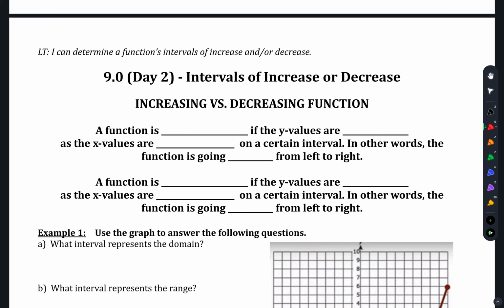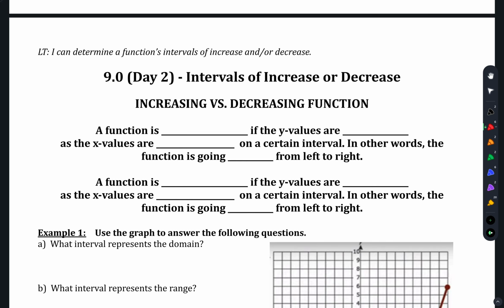So for today, we are still going to be using this interval notation. We're going to talk a little bit about domain and range still. Those will be in our problems. But we are going to focus on a couple new things. The first of the new things is increasing versus decreasing functions.